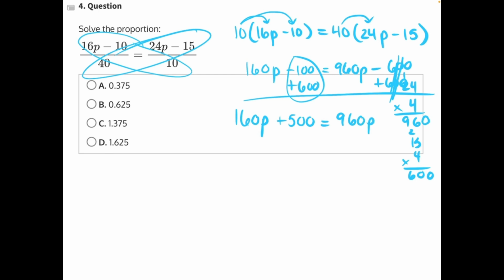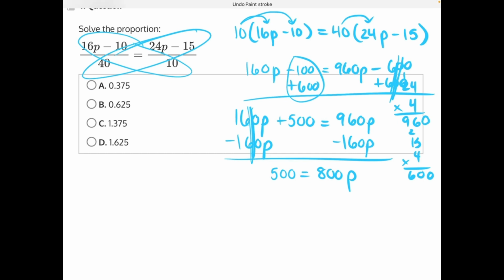Now we can subtract 160p from both sides, because that's the opposite of addition. So these 160p's will cancel, leaving us with 500 equals 800p. And finally, 800 is being multiplied to p, so we need to do the opposite and divide both sides by 800. These 800s will cancel, and that will give us 500 over 800, and if we want to simplify it a little bit, we can get rid of these zeros, and we would have p equals 5 over 8.